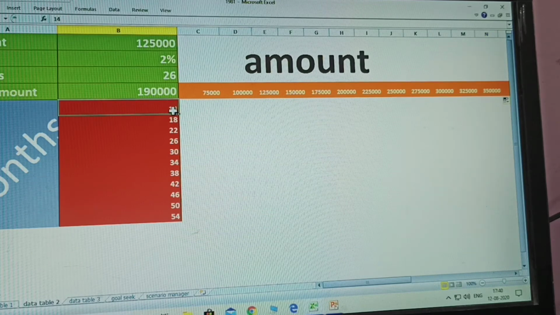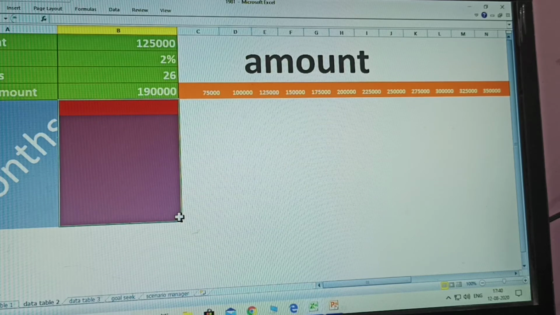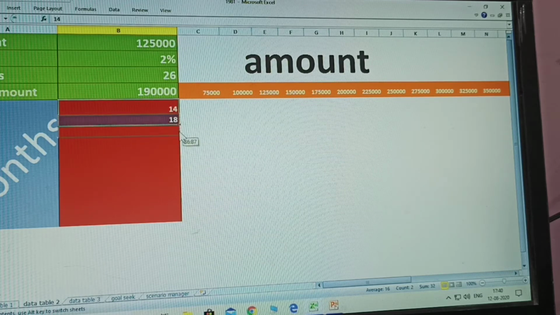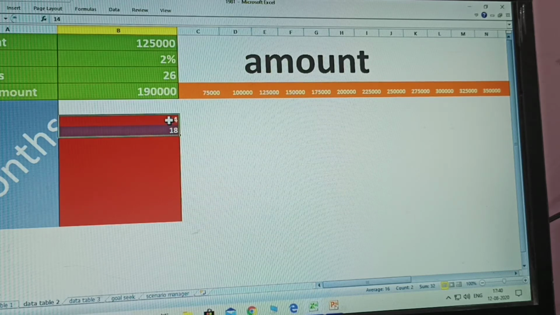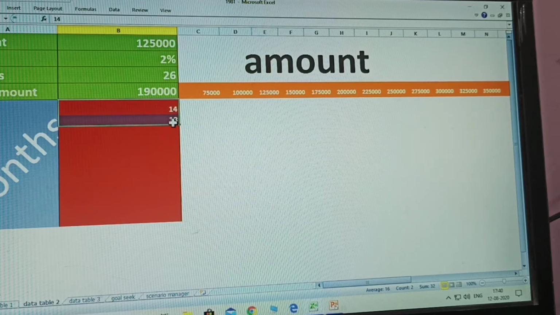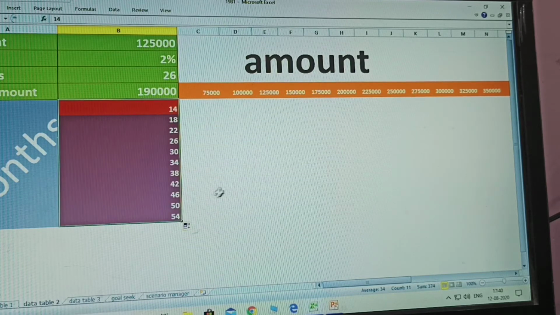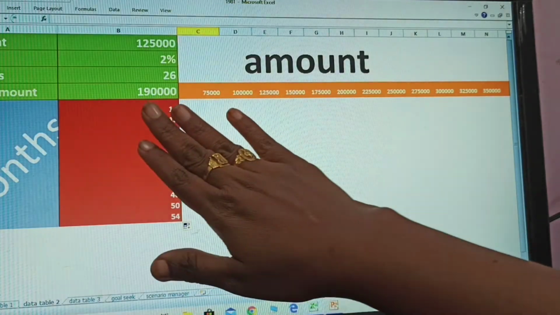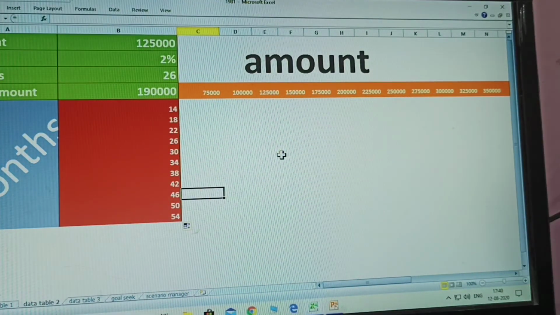Next, here also the same. See here, I deleted. Here I have given 14. Next I have given 18. Both differences are maintained for all months using the fill handle. So these are all months, and these are all the amounts.